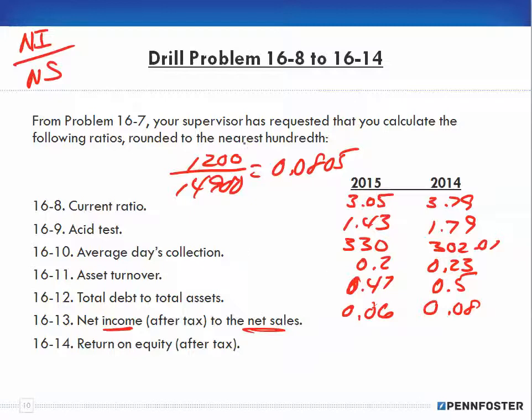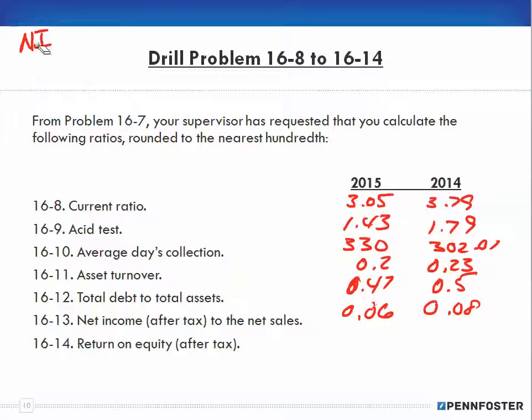So basically, right here, we're talking about being break even. They're just slightly profitable, all right? I mean, if that's a negative number, then we're at a loss, okay? Of course, we want that number to be as high as we possibly can get it. But year over year, they're pretty much the same, okay? All right, so my return on equity after taxes. Next, 16-14, and then we'll be done with these drill problems.